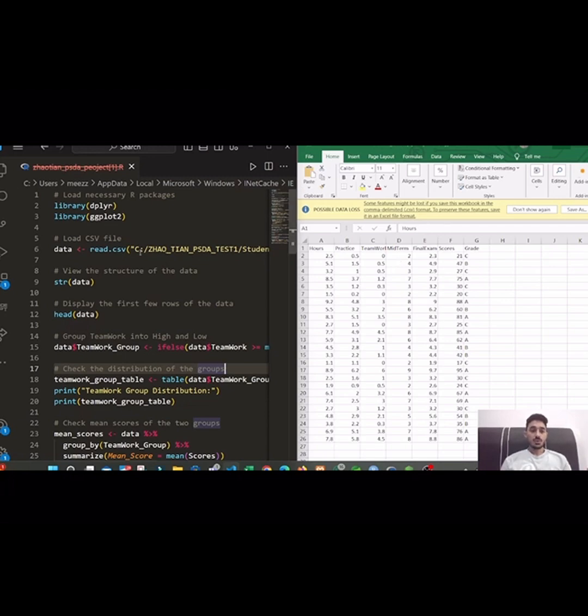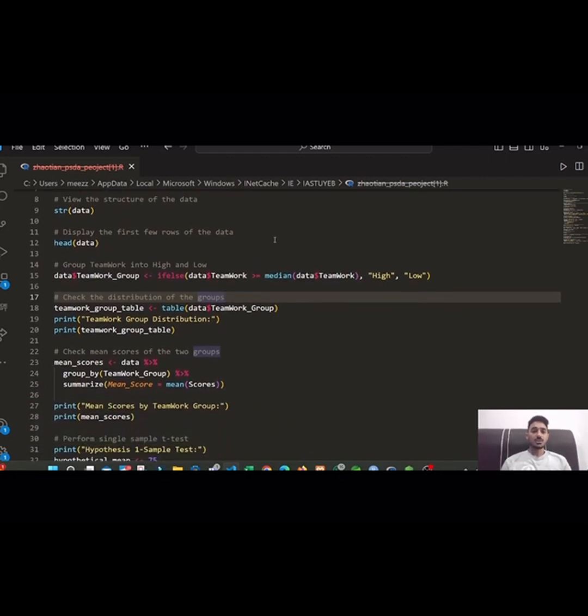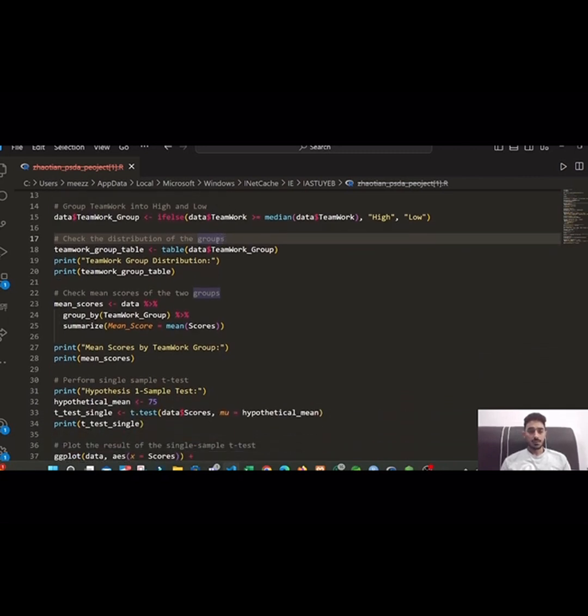So now I'm going to give you the details with an explanation of the R script. Firstly, we need to load the necessary R packages with the CSV information by using these libraries. And then viewing data. It's very important to examine the structure and display the first few rows of the data in order to understand the content. Next, group the teamwork. We had to group the teamwork scores into high and low based on the median criteria.